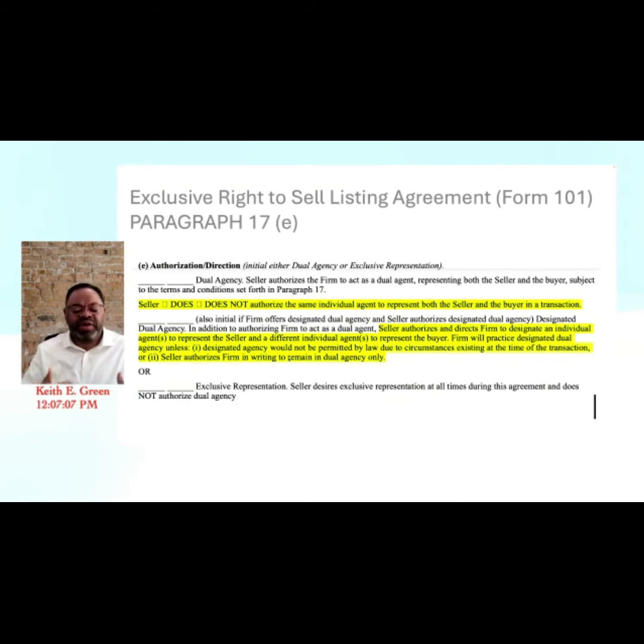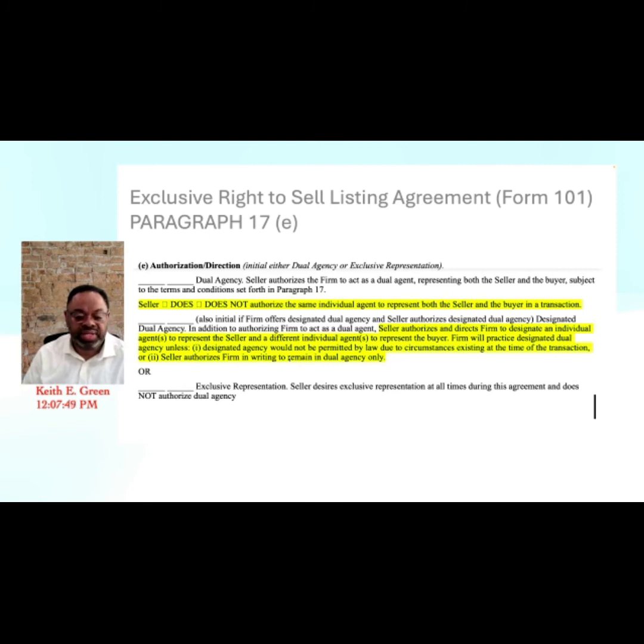So basically, if I'm going to approve dual agency as a buyer or seller, do I want my agent to represent the other person as well, or do I prefer the firm to bring somebody else in to work with the third party? Then it talks about designated dual agency. If the person chooses designated dual agency, they're authorizing and directing the firm to practice designated dual agency. So if they check that, they're saying, we want designated dual agency.